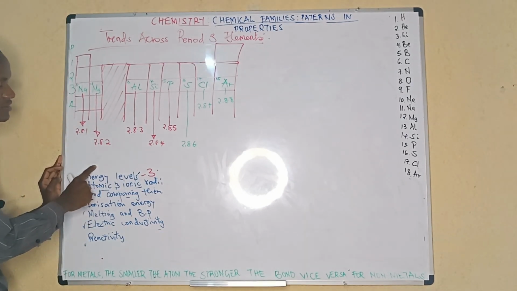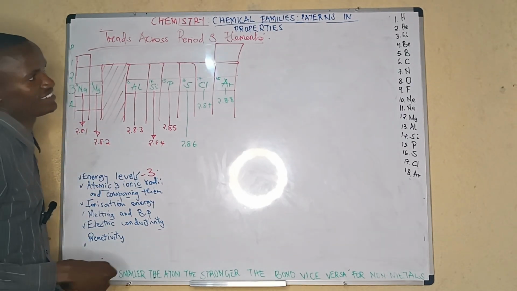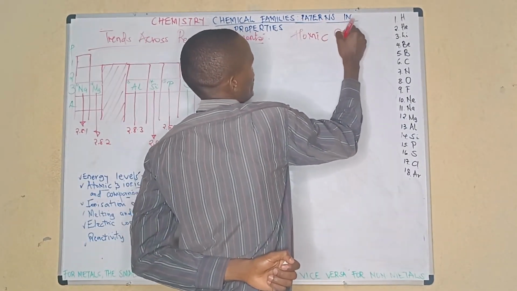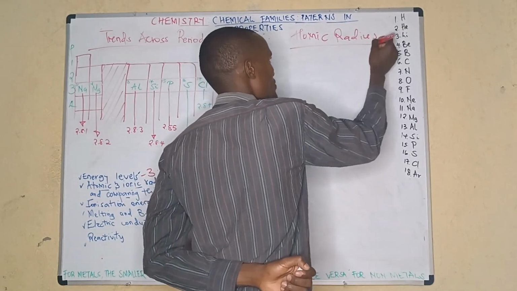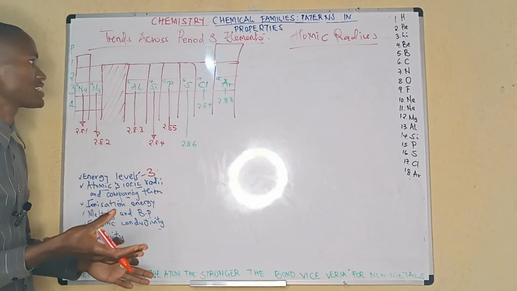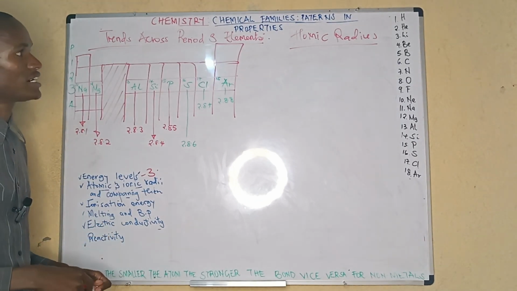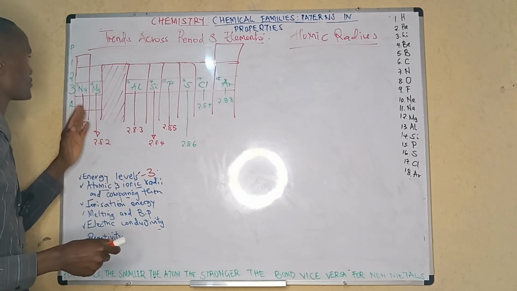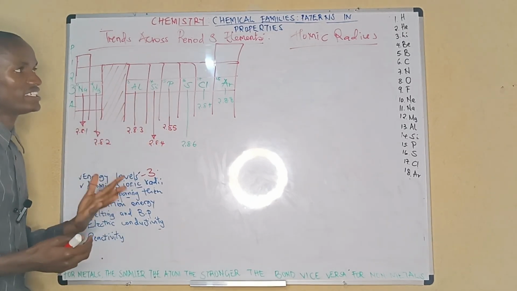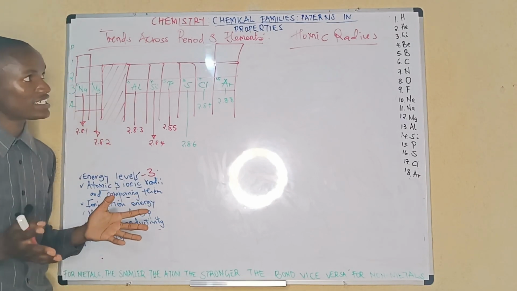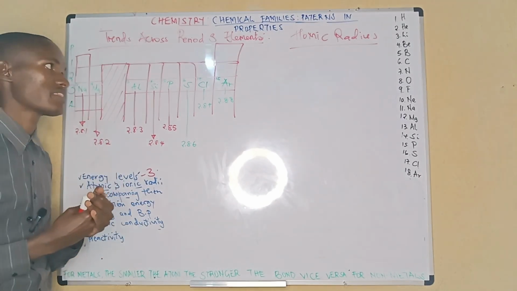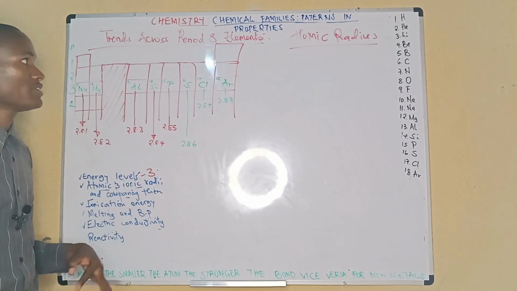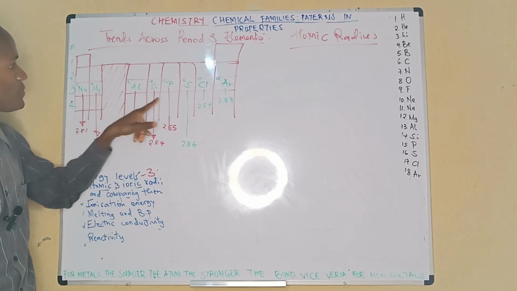The next one is atomic and ionic radius. Let us start with atomic radius. This should apply all through, but we can just pick two random elements, maybe sodium and sulfur. You can pick two random elements and then find out how the atomic radius varies. After that, we can compare them. But as we have said, let us pick sodium and sulfur.